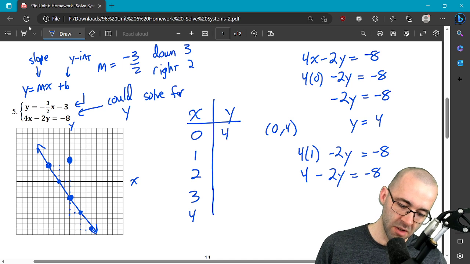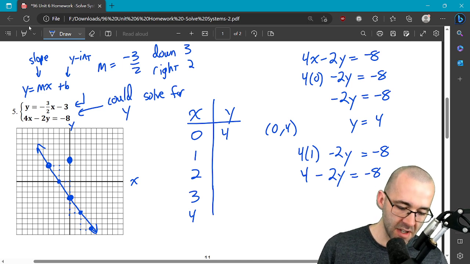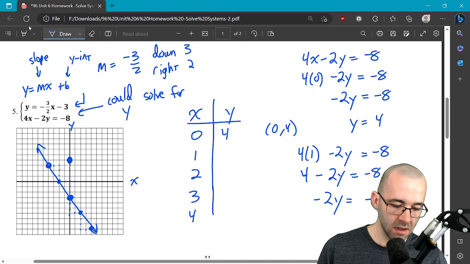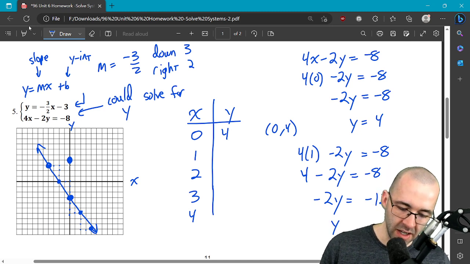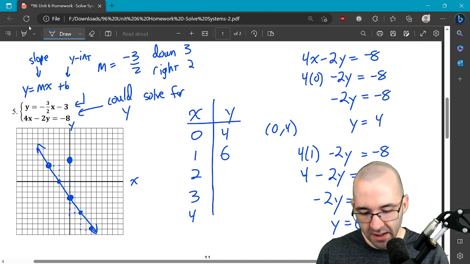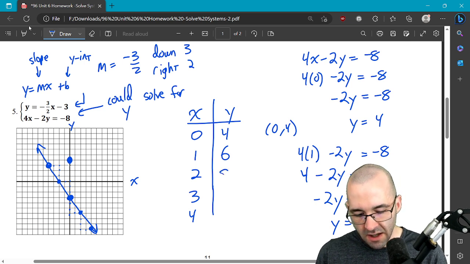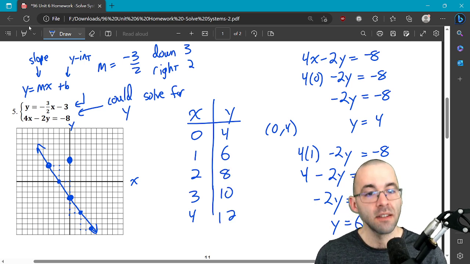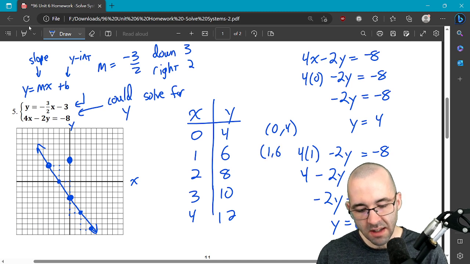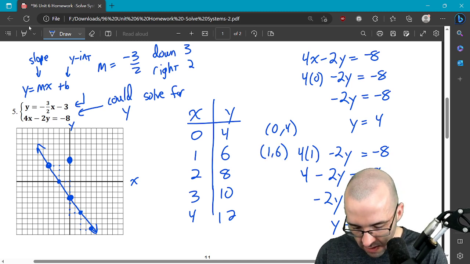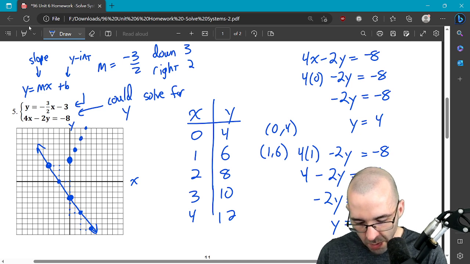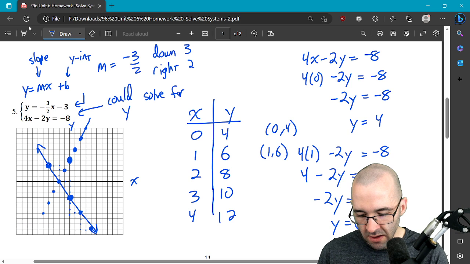So this is a 4. So we need to subtract 4 from both sides. Now we need to divide both sides by -2. And we're going to get y equals +6. Turns out the next ones are going to look like this. Again, this means the point 1, 6 is on the graph. And then these other ones, this one has a slope of +2. If you put a whole bunch of points, it's going to look something like this.